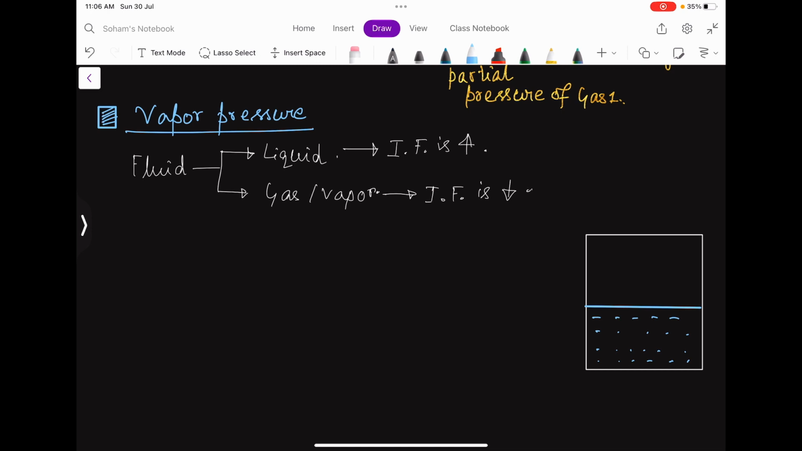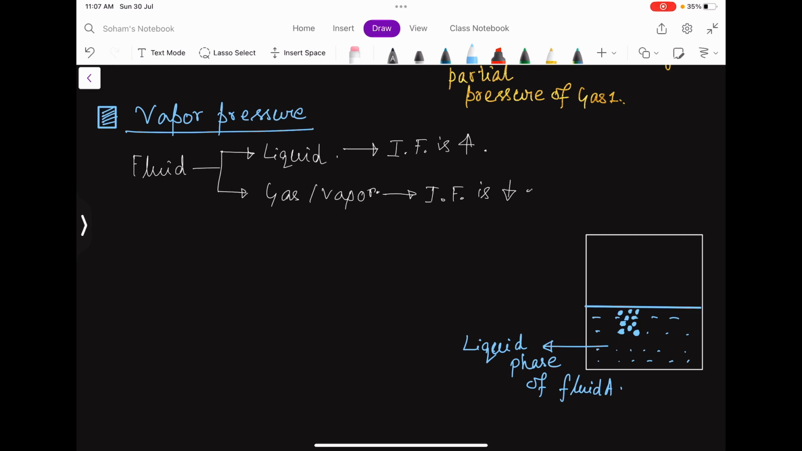Now, these fluids have molecules like this, and these molecules maintain a sufficient amount of cohesive forces compared to the vapor phase. Any matter can have its solid phase, its liquid phase, and its vapor phase. So this is the liquid phase of, let us say, fluid A.